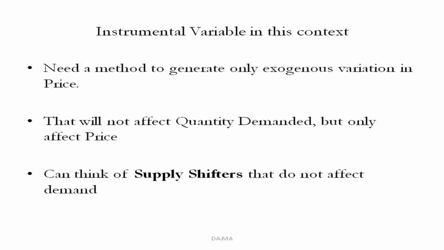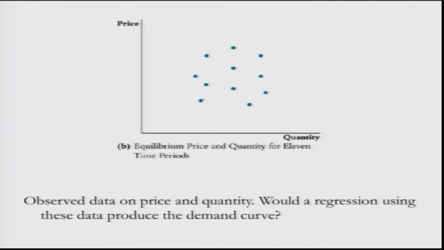One way to think of instrumental variables in this context is to think of supply shifters that do not affect demand. In other words, if you go back to the scatter plots in the previous diagram, we have these various points which are equilibrium points, and suppose we are only talking about a specific demand curve D1, which is not changing, because now we are talking about instrumental variables, or variables that affect prices but do not affect demand.